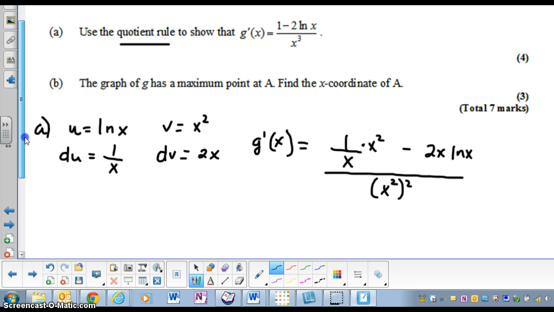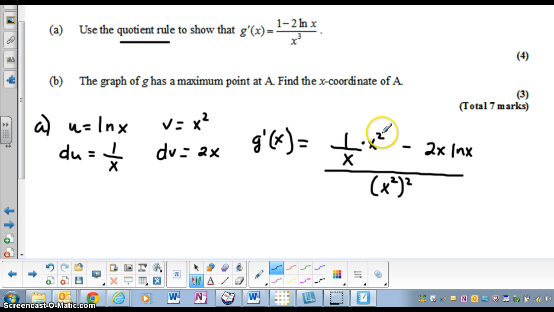We can quickly see several things to simplify. First, x squared divided by x would simplify to x. And then in the denominator, x squared squared would be x to the 4th power.